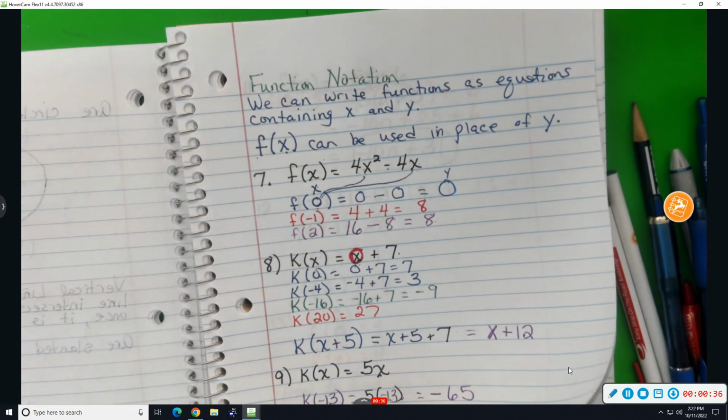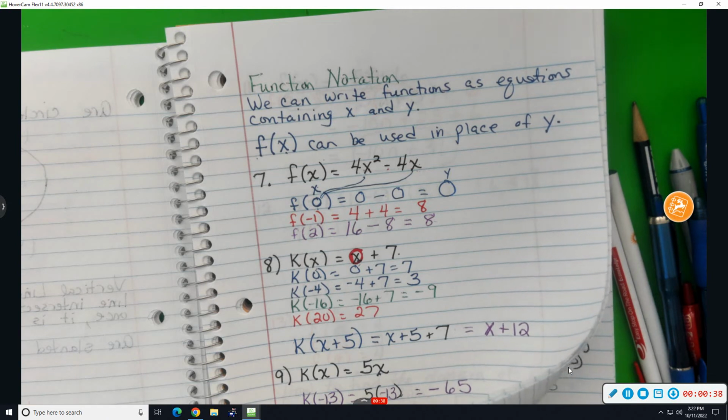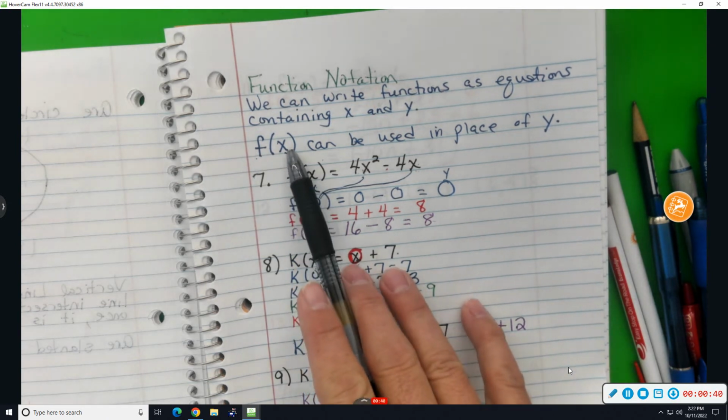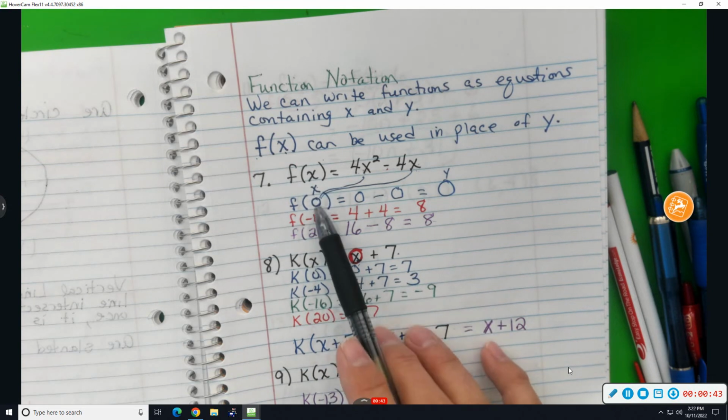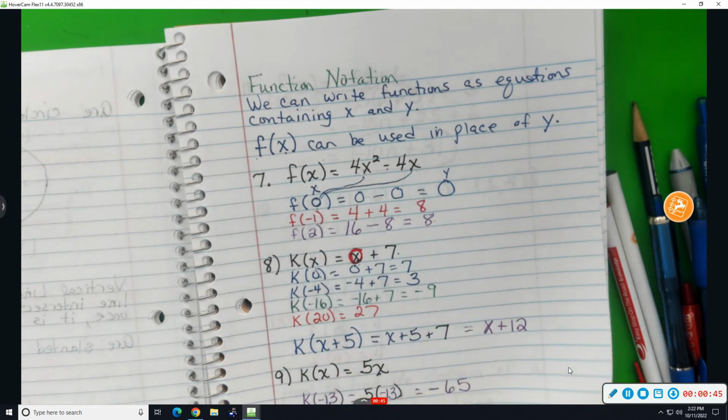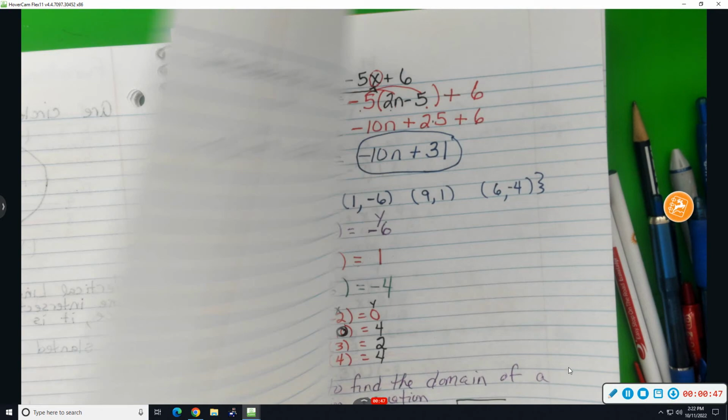And we had the vertical line test. Today we're going to continue talking about functions. Remember we said we could use f of x in place of the letter y, and whatever number's in the parentheses, you plug it in for x, and that's how you get your y.